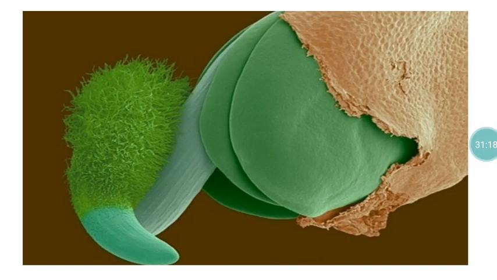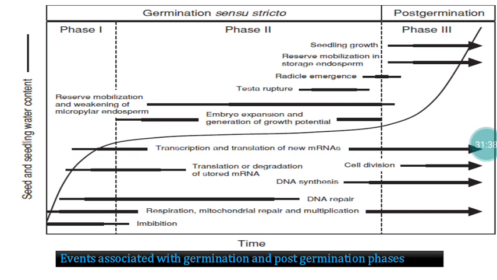So this is the outcome: rupturing of the seed coat and emergence of the radicle, followed by emergence of the shoot system. Finally, in seed analysis, they look at whether the seedlings are normal or abnormal. If it is normal, they will consider this particular seed as a germinable one. So these are the overall events associated with germination and the post-germination phases.